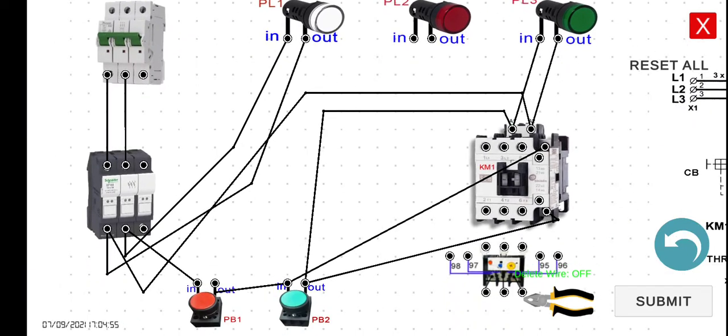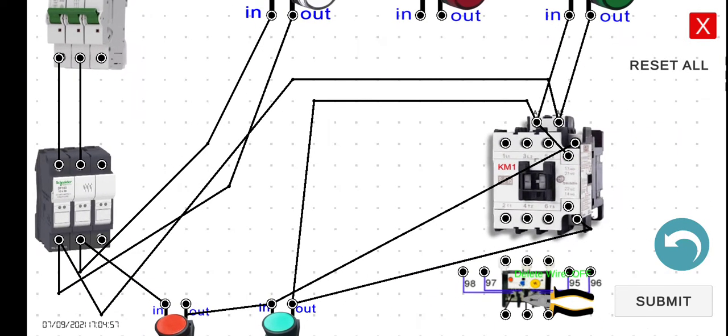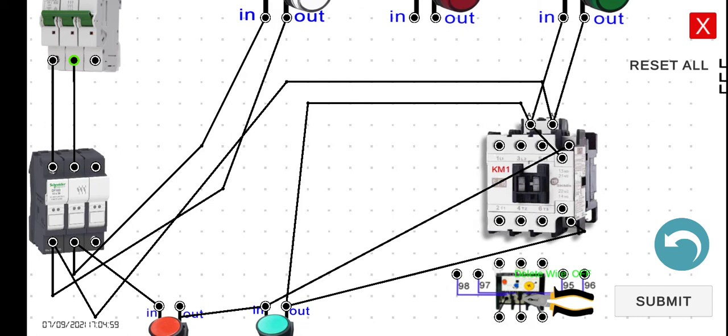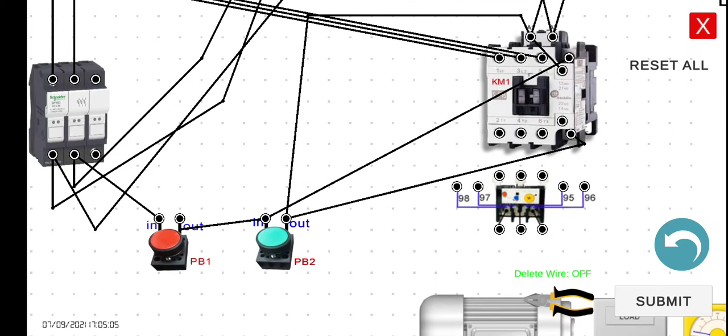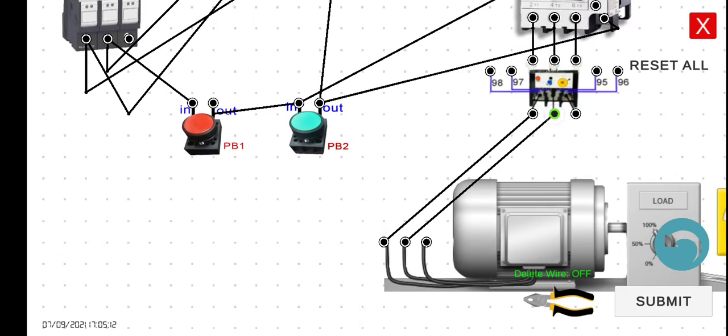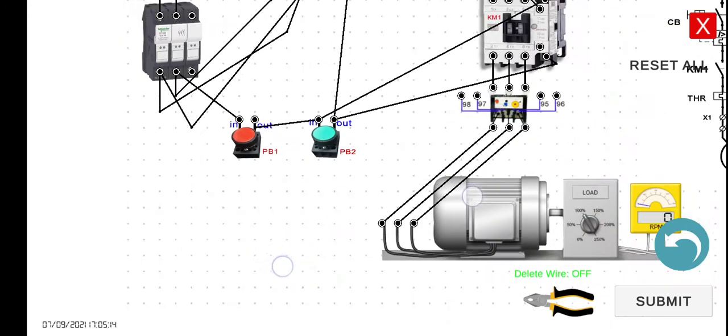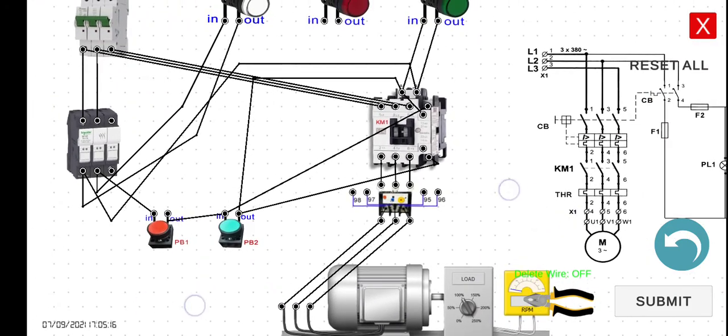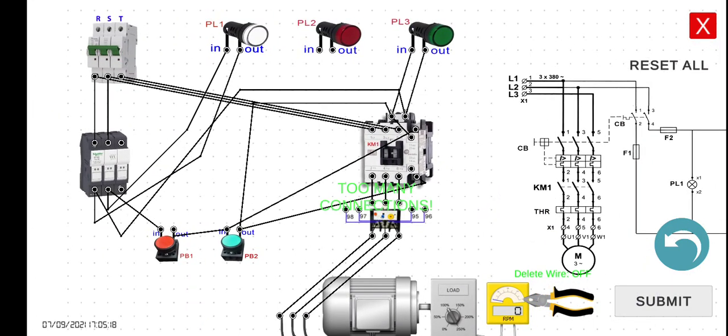So let's connect now the power circuit. From the breaker, this is quite similar to the previous wiring that we had. Then from the contactor to the thermal relay, and from the thermal relay to the induction motor. Let's have the overview of the circuit. Let's click the submit button.